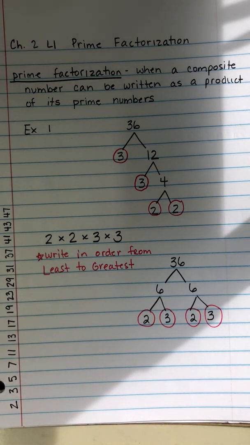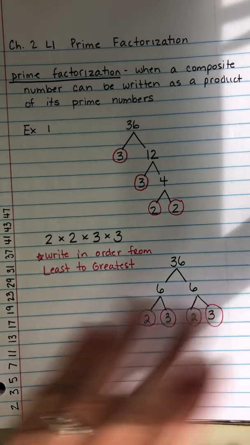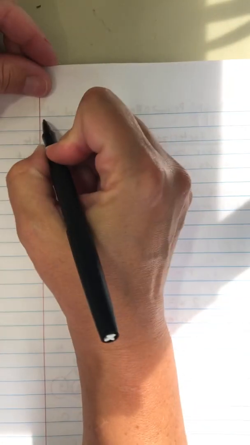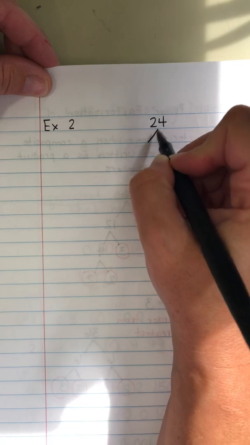All right, I'm going to flip the page. I'm going to start doing the next one. Oops, sorry. Okay, I'm asked to find the prime factorization of 24. So example 2. I have 24. Again, give myself lots of room. Okay, factor tree 24.